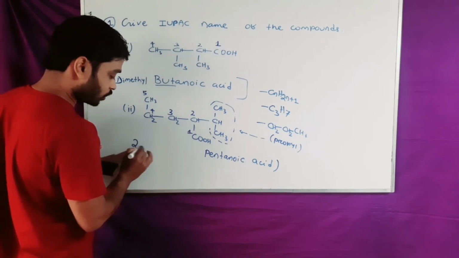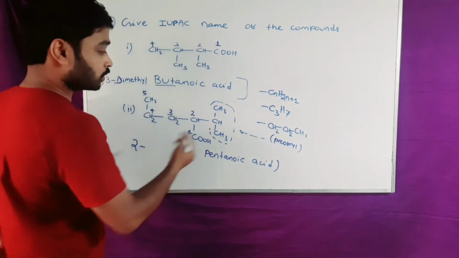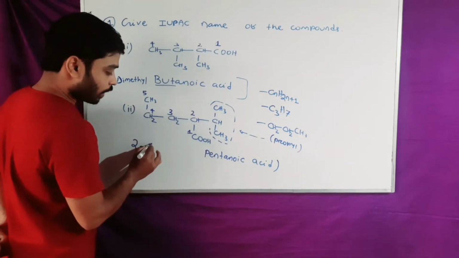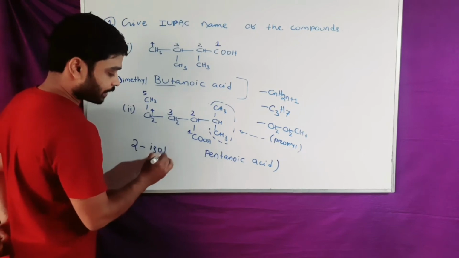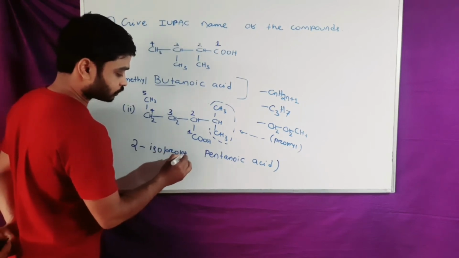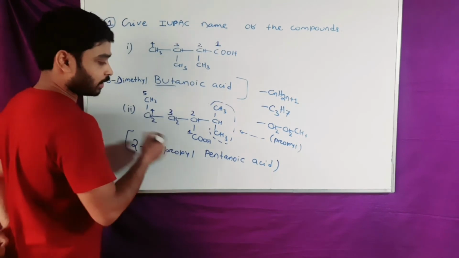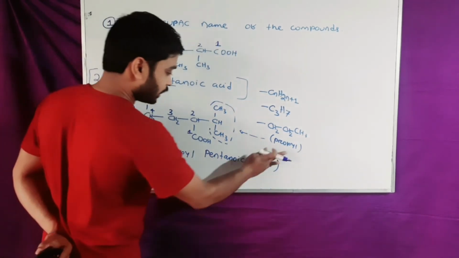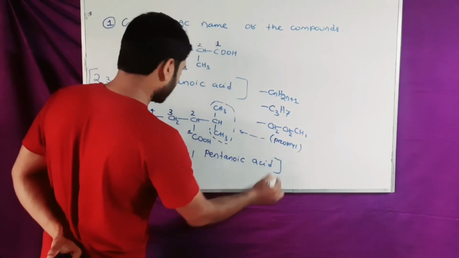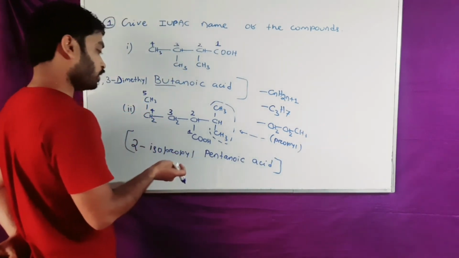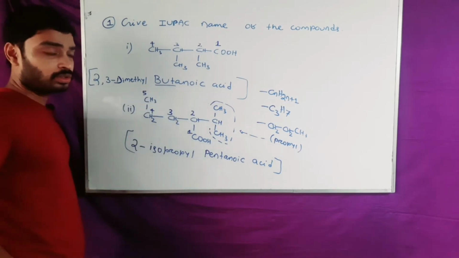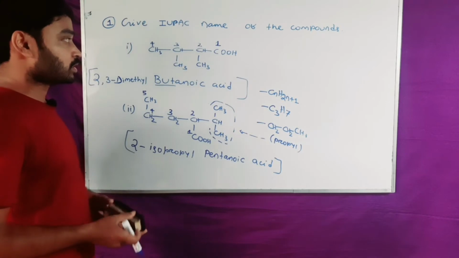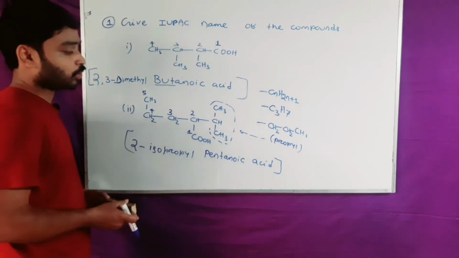That's why I am writing here to express the locant of the isopropyl group. So the name will be 2-isopropyl, and we have already written the name of the parent chain, which is pentanoic acid, and in this way we have completed the IUPAC name for the given compound. In this way you can solve different IUPAC name questions coming in your board exams.